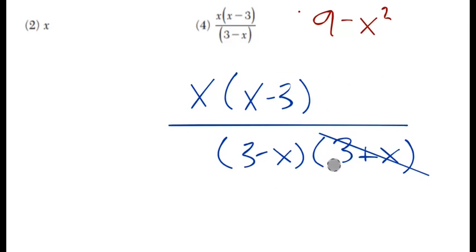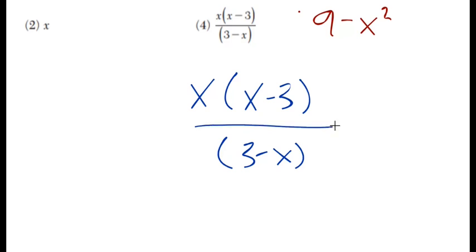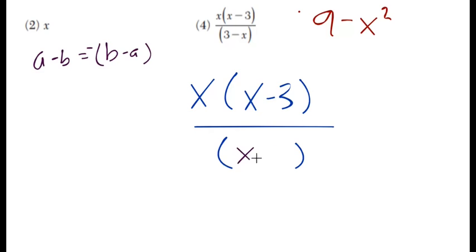But one thing I want you to remember that you probably haven't seen in a while: there's one property, and I can't even think of it for the life of me, but I use it all the time. a minus b is equal to b minus a, but negative. The opposite. So I could write either one of these. I'm going to take the bottom one, and this is the same thing as writing x minus 3, but negative. So 3 minus x is the same thing as writing this.